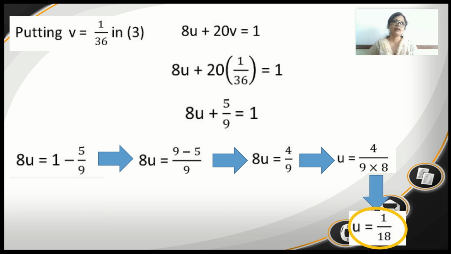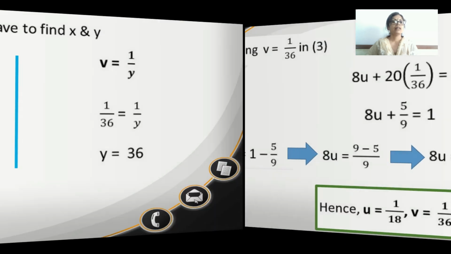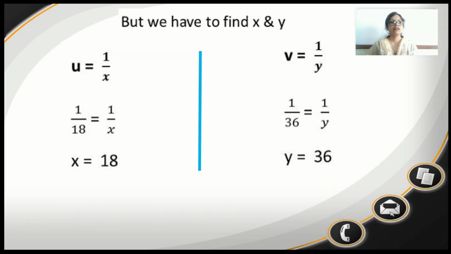What is important now? Resubstituting the values of u and v is very important because we have to find values of x and y. Let's do that. We have taken u is equal to 1 upon x. Let's substitute the values of u there. 1 upon 18 is equal to 1 upon x. So x is equal to 18. Then we have taken v is equal to 1 upon y. So v is 1 by 36 is equal to 1 upon y. So y is equal to 36.